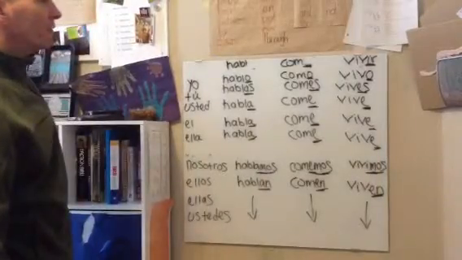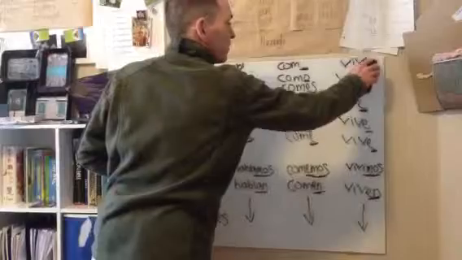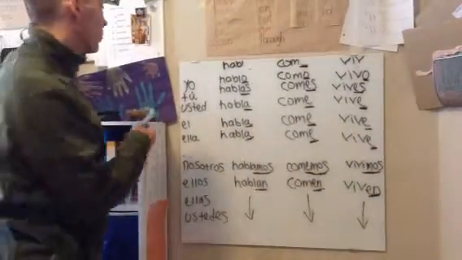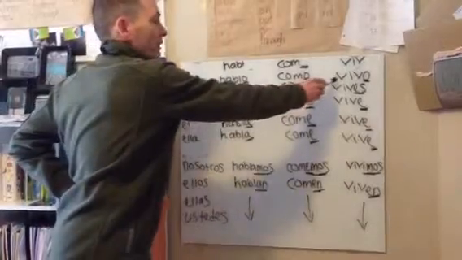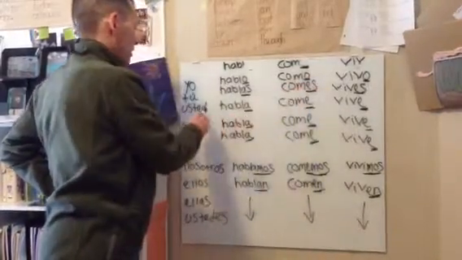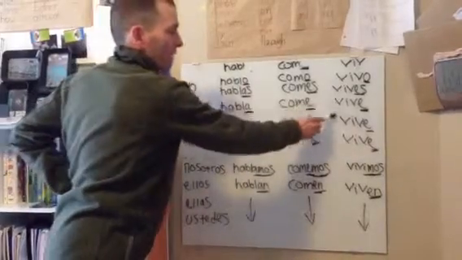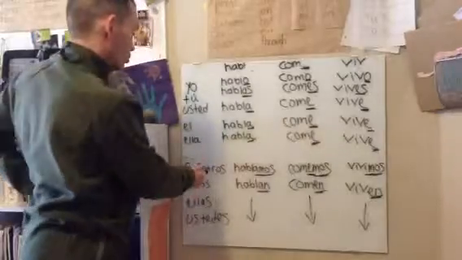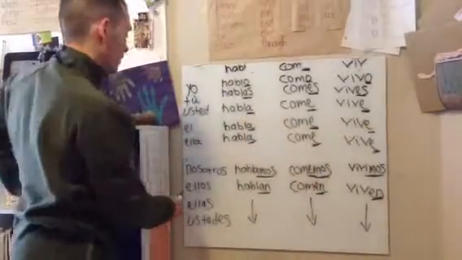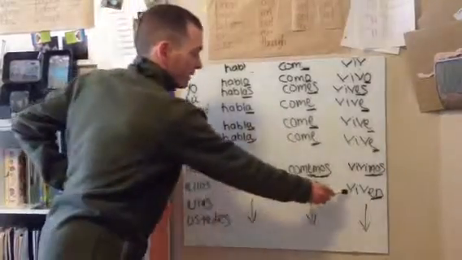Okay, so the third verb type that we're going to look at is the IR type. Again, we'll take off the IR. And then for the different subject pronouns, we'll say yo vivo, tú vives, usted, él, ella vive, nosotros vivimos, and then ellos, ellas, and ustedes viven.